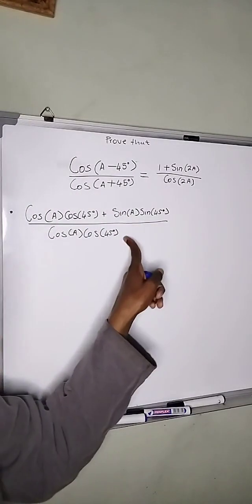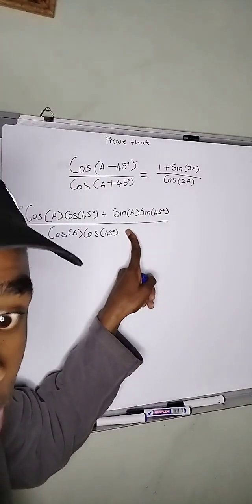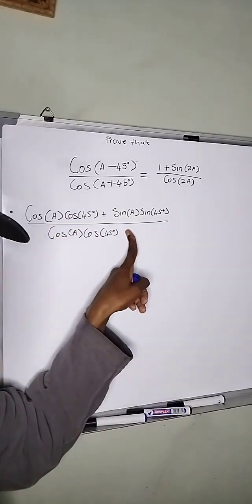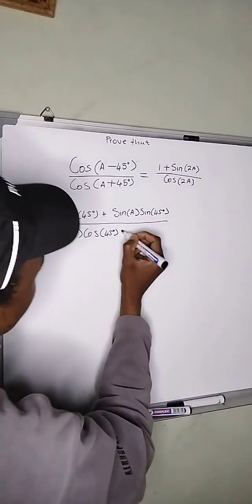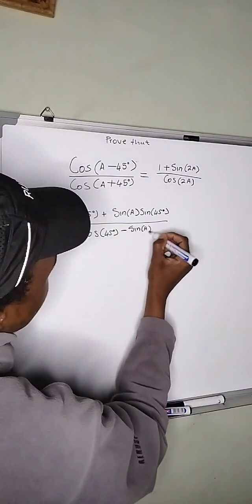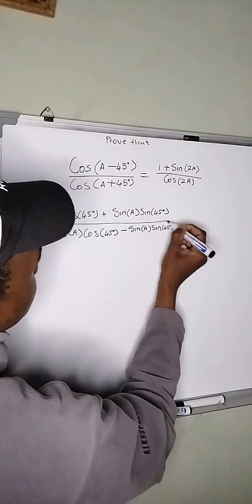Here is going to be a plus or minus. I will explain this now, my friend. Yes, it's going to be a minus: sine A sine 45 degrees.